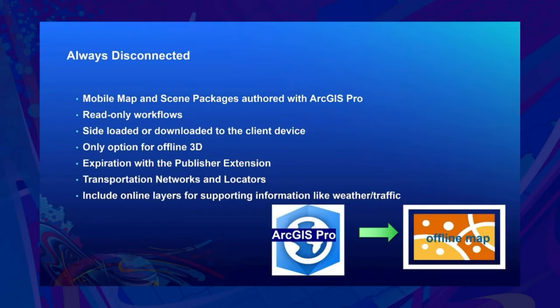so that everything is easily shared and put on the device so that you can work in an always disconnected fashion. Typically the package is side-loaded to the client device, and that can be done in different ways depending on the operating system of the device. Whether it's Windows UWP, iOS or Android, they all have their own way of sharing files onto the device. Another option is to take your mobile map or scene package and put it online in a portal, for instance, and then allow client devices to download them when they need. Once the package is on the device, they never need to go online again. They can simply open up the mobile map package and work offline.